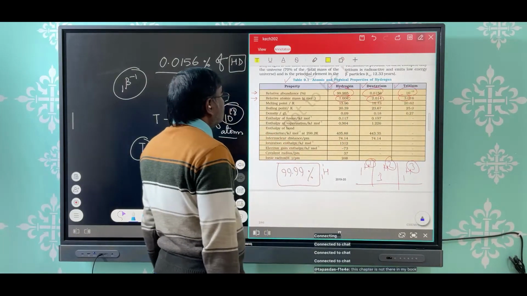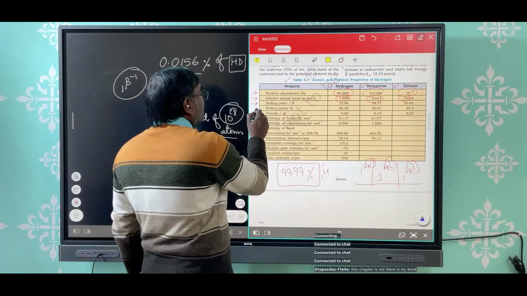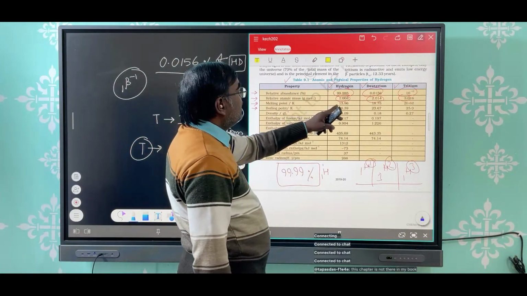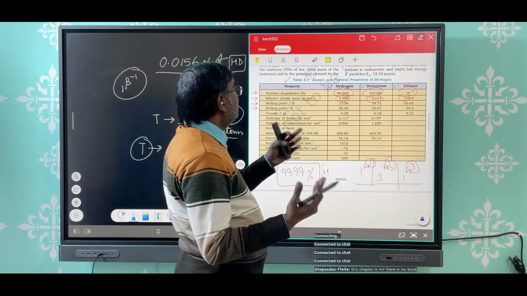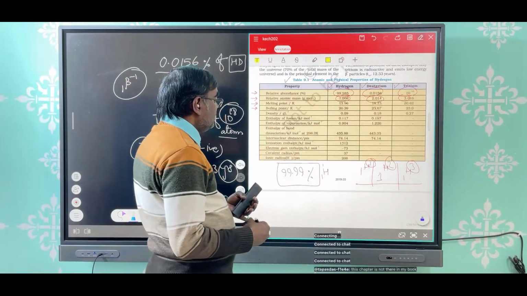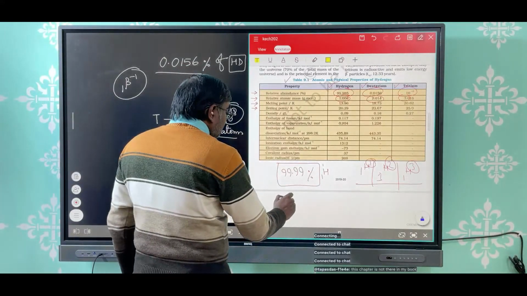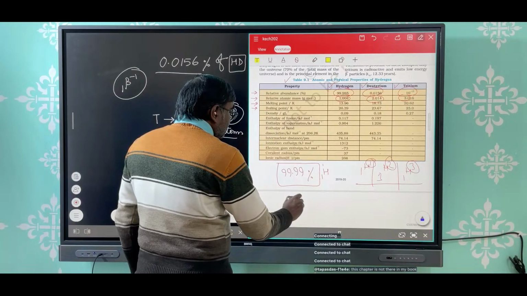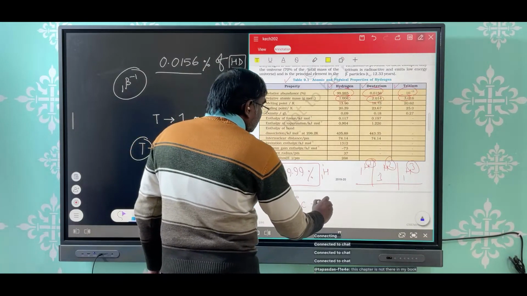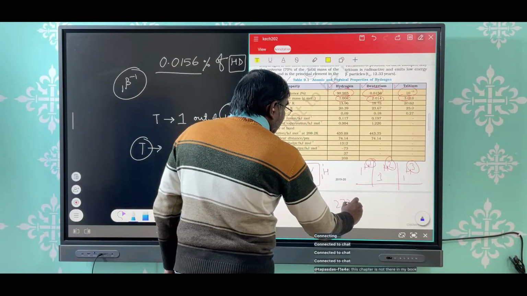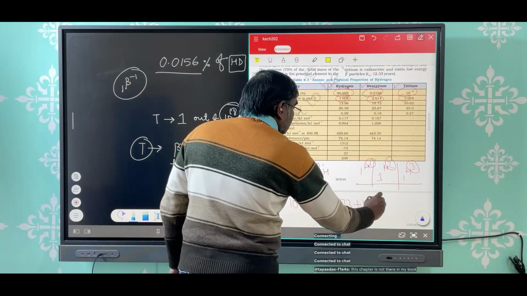1.008, 2.014 and 3.016. Melting point and boiling point in terms of Kelvin. At 13.96 hydrogen will be melted. That means what? If you want to change 10 degrees Celsius into Kelvin, then you have to add 273 plus 10 to get the Kelvin number.